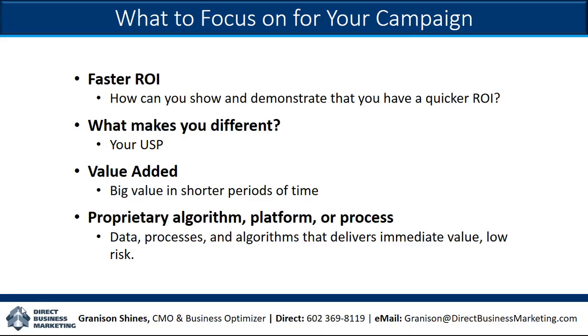1, a faster ROI. How can you show and demonstrate that you have a quicker ROI? You got to make sure you understand how to do that. You want to build that into the campaign. What makes you different from your competitors? And it's not because you give better customer service than them. It's not because you have better looking skin than they do. It's not because your feet are smaller than theirs. No. What is unique to you and your organization that makes you who you are and why they should buy your product or your service, right?